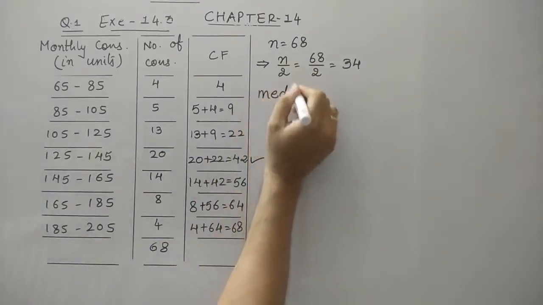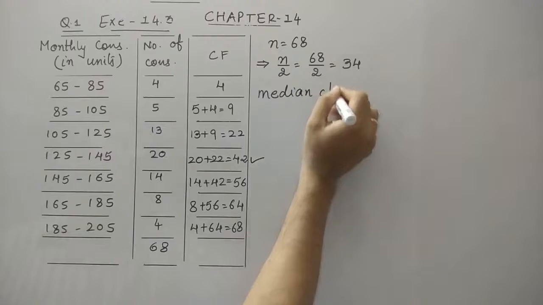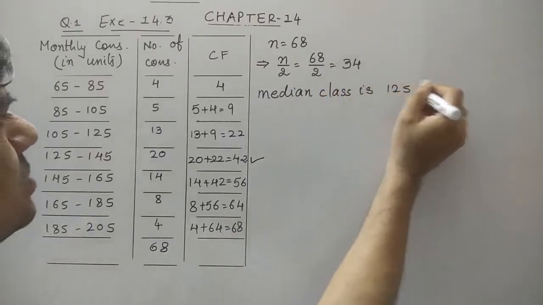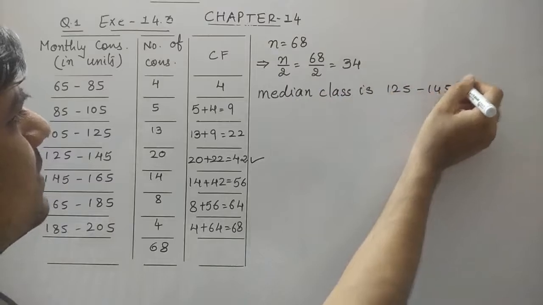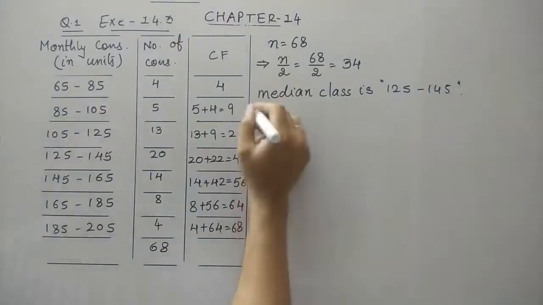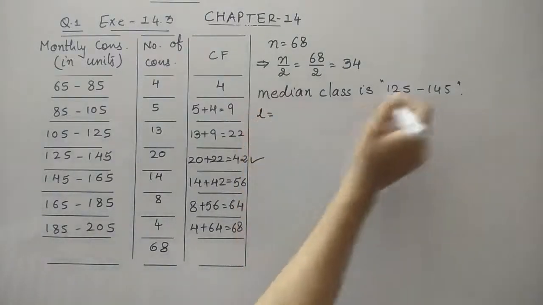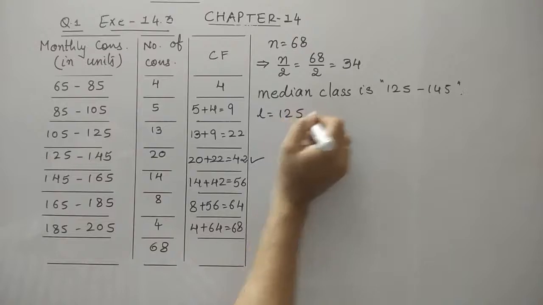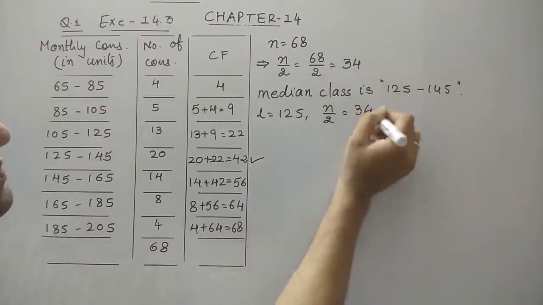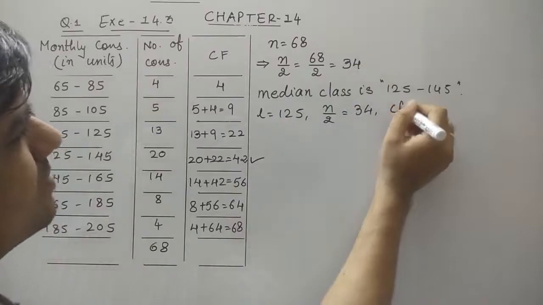So the median class is 125 to 145. Now all the values based on this, सारे values हम लिखेंगे. L is the lower boundary, that is 125. N upon 2, we have already obtained 34. Then it was CF, if you remember.